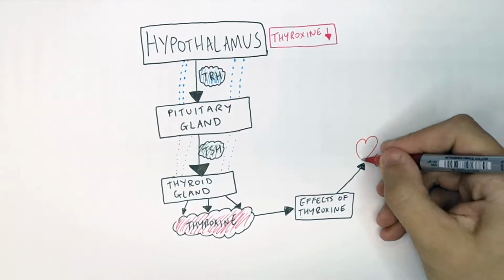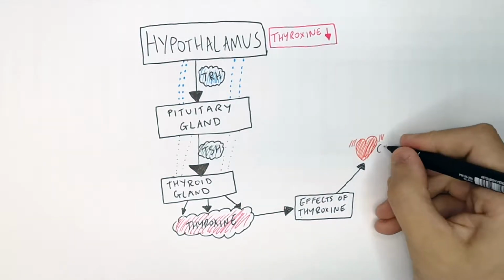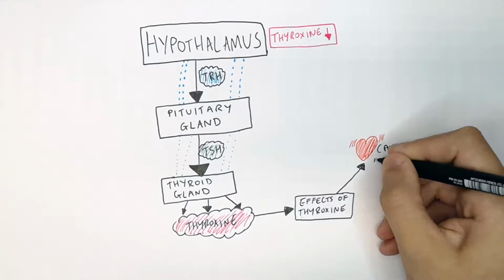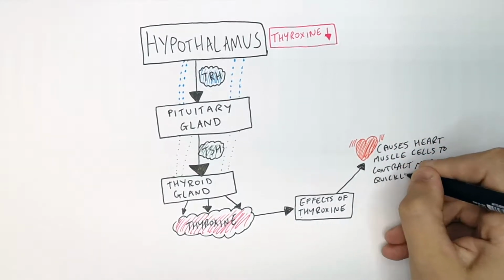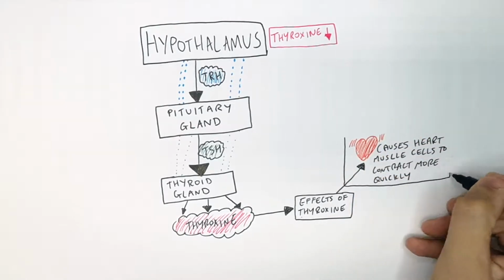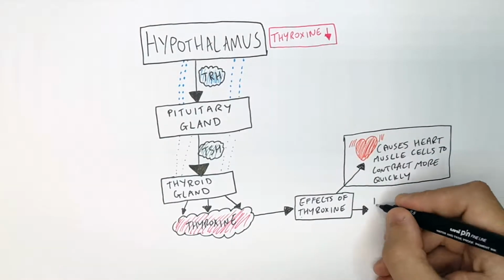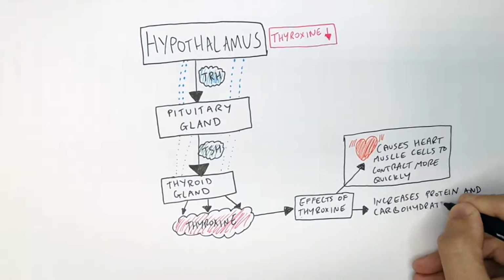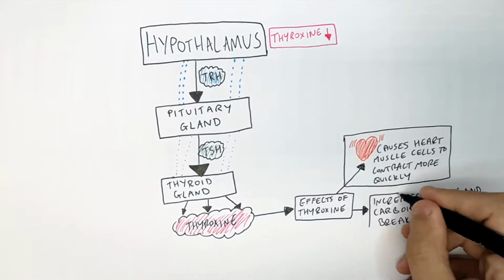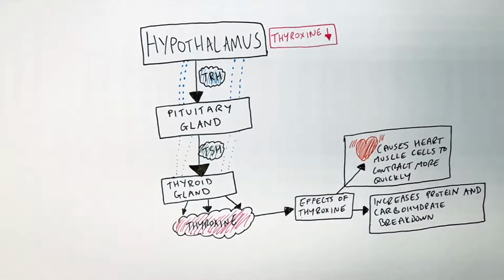So thyroxine goes to the heart and it causes the heart muscle cells to contract faster. So too much thyroxine will increase heart rate and potentially blood pressure. It also increases protein and carbohydrate breakdown. So it increases your metabolism.